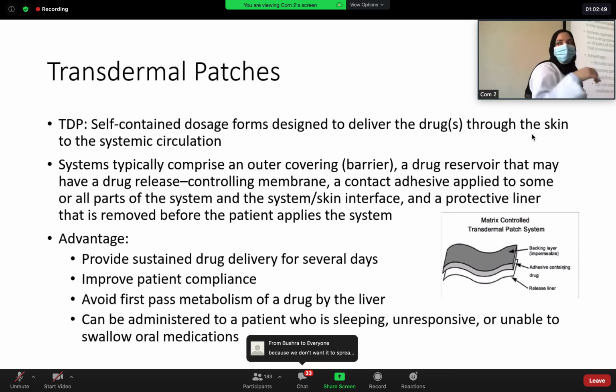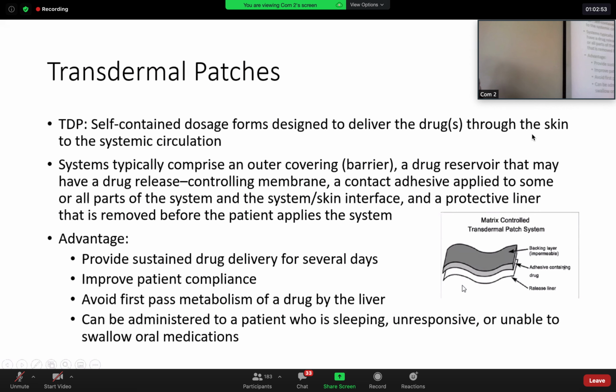Mainly, it will be in form of layers. The layers here will be different layers where it will control the release of the medication over a certain period of time. Some of them might even last for a month. You might apply it for a month period. Some of them, you might apply for 3 days, for 24 hours, or for a shorter period.